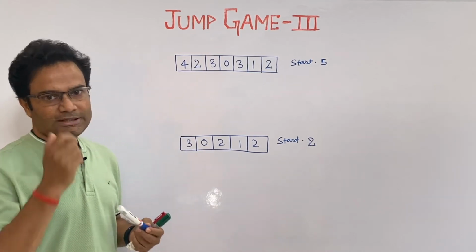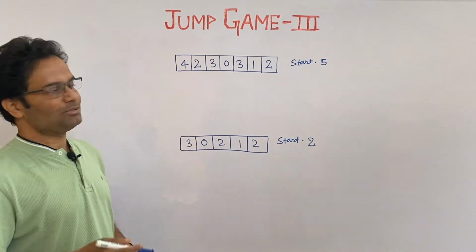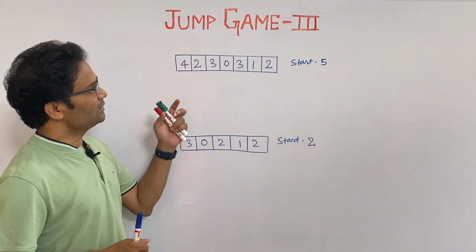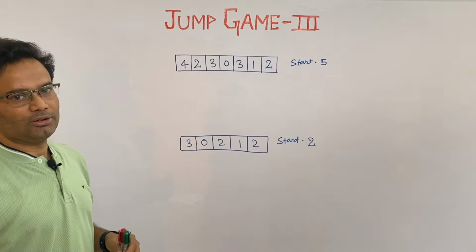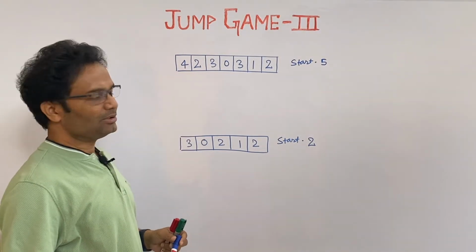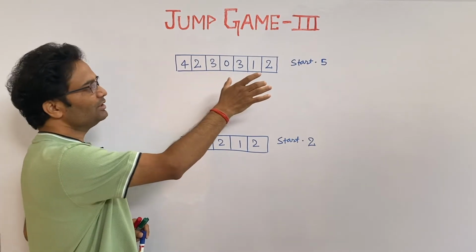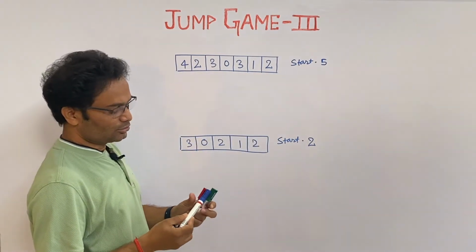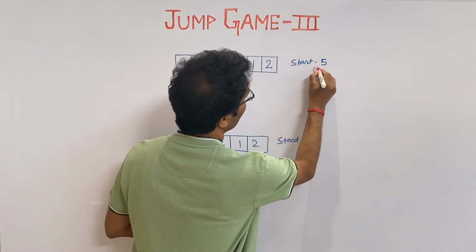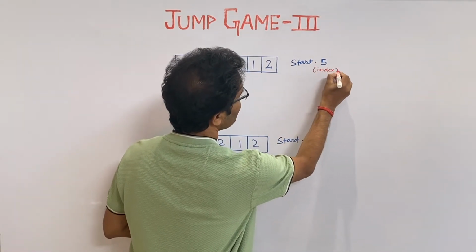So in this video we are going to solve the next episode of the jump game problems. The difference is that if you have seen jump game 1 and 2, we always start from index 0. But in this problem you are given one array and also a starting index. So in this case this is the index, so you have to start from index 5.